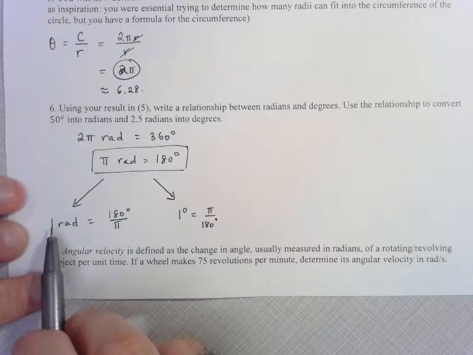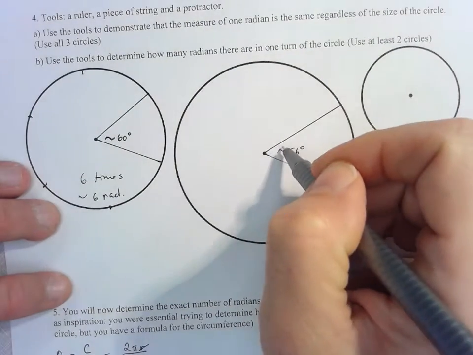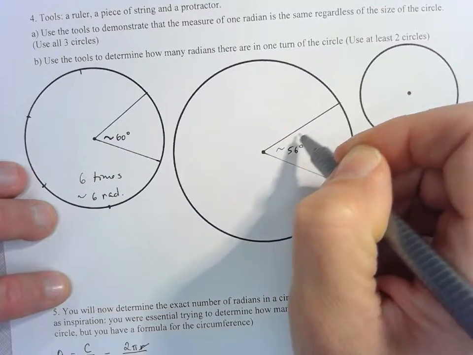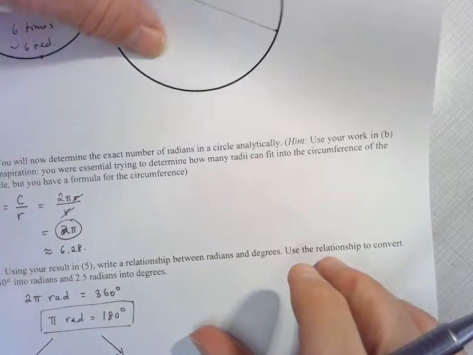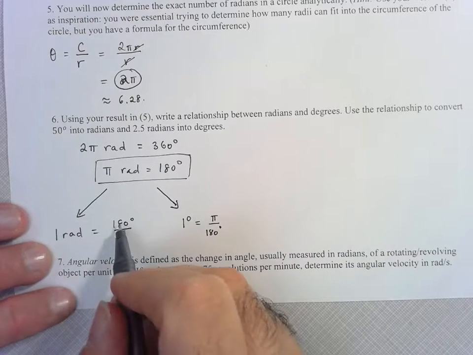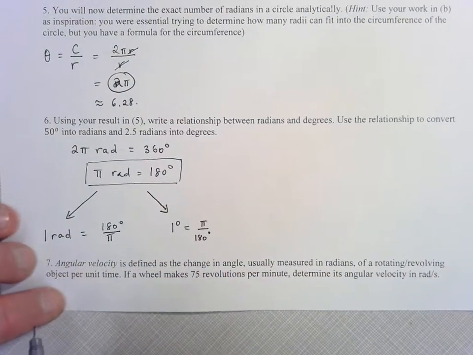Let's take a look at these numbers, and I think they make sense, because a degree is much, much smaller than a radian. Look here, 1 radian has this size. 1 degree, remember you're splitting up the circle into 360 parts, would be something much, much smaller. So one thing to keep in mind if you're trying to remember which is which: 180 over pi is a much bigger number than pi over 180. So this must represent a radian, and that must represent a degree.